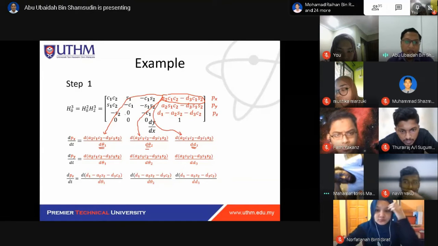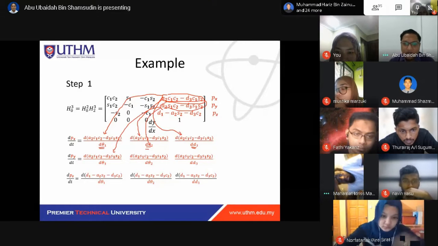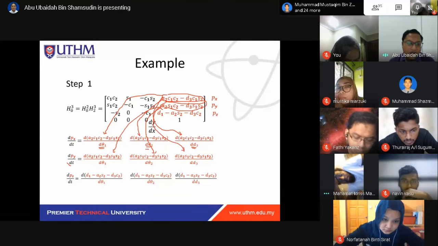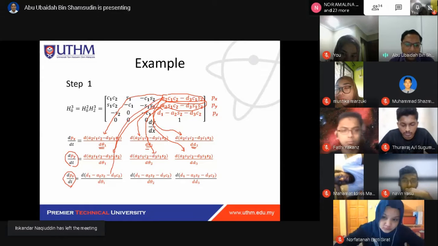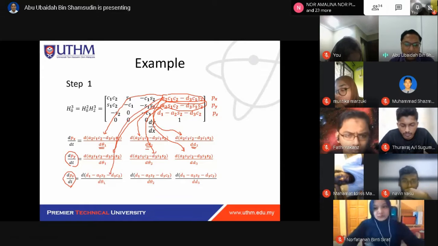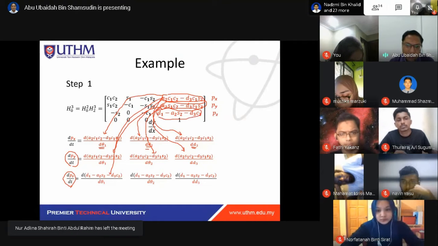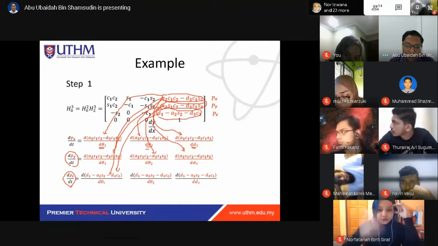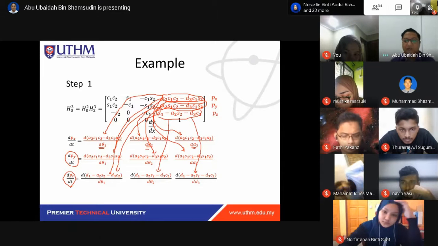The same thing for py. We just bring our py here and differentiate with theta 1. Do the same process again: differentiate with theta 2 and differentiate with d3. So we can get our dpy per dt. And for our dpz per dt, we need to differentiate this again. Sorry, our pz here, with d theta 1, with d theta 2, and with d3. Okay.